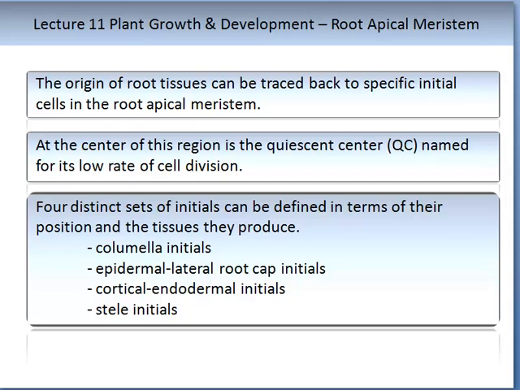The origin of the root tissues can be traced back to specific initial cells in the root apical meristem. At the centre of this region is the quiescent centre, or QC, named for its low rate of cell division. 4 distinct sets of initials can be defined in terms of their position and the tissues they produce: the columella initials, the epidermal lateral root cap initials, the cortical endodermal initials, and the stele initials.